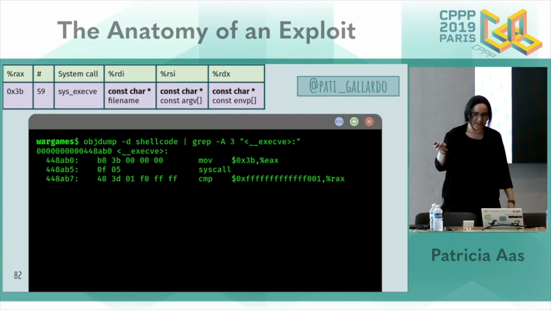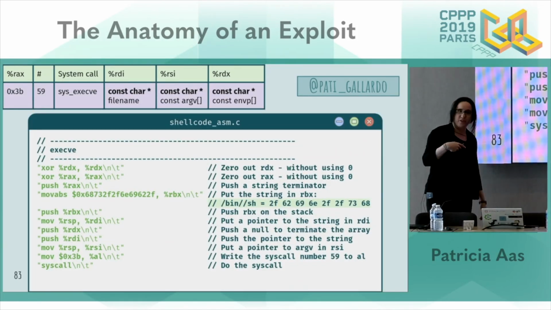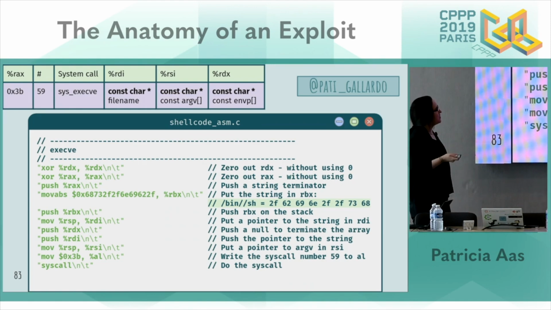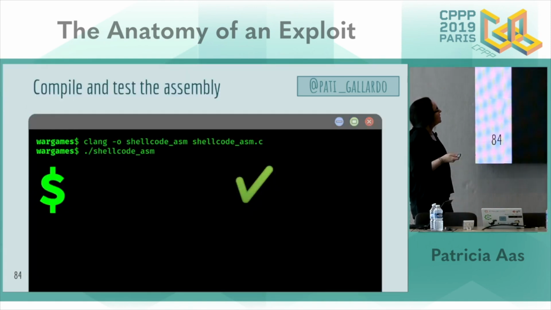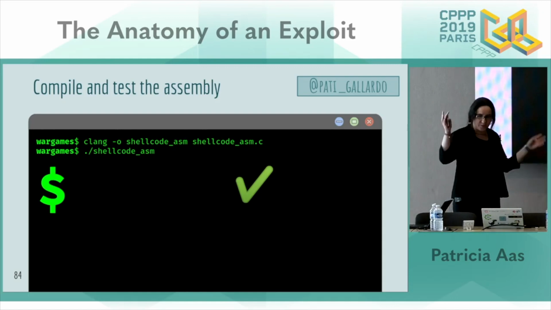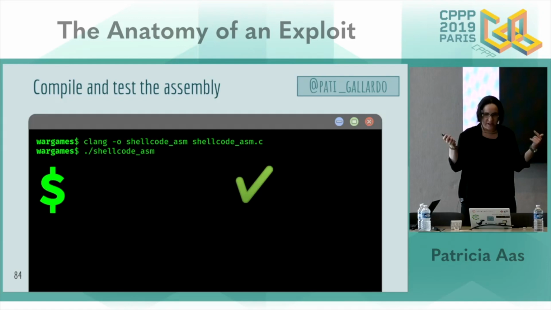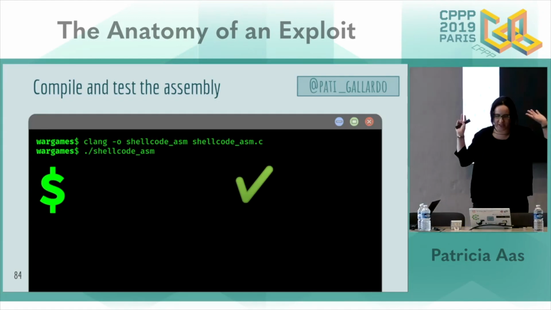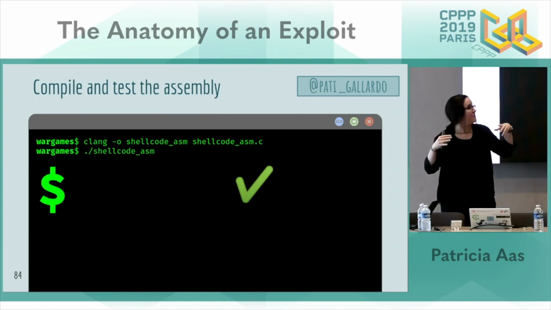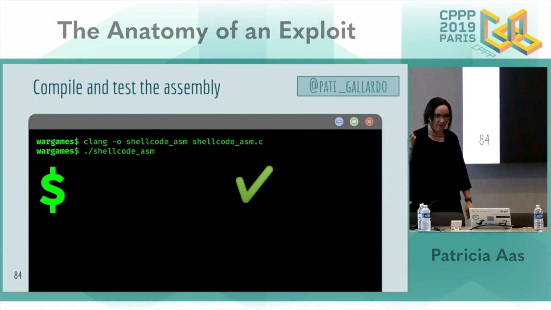And looking at execve, we can basically use the code that we had before, so we don't really have to worry about that. And when we put it all together, we put all this inline assembly into a C file, and we run it. It works. Okay, so that means the assembly is okay.